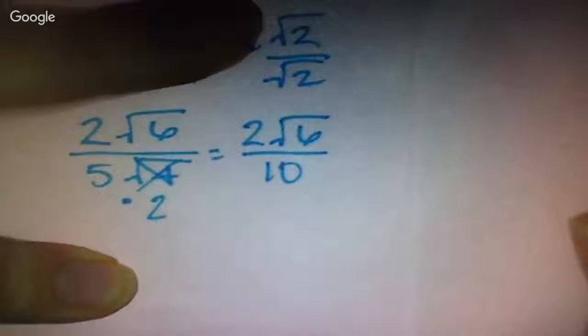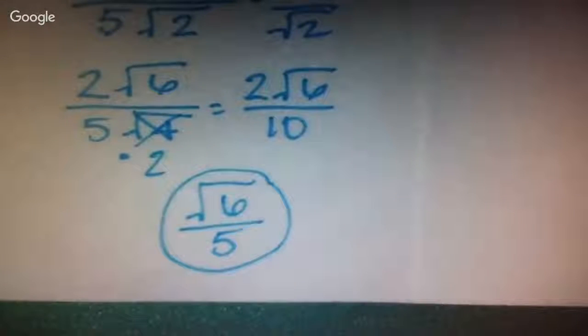Okay, well, the square root of 4 becomes 2. So this is 2 square roots of 6 over 10. Oh, wait, 2 over 10 reduces down to 1 over 5. So your final answer then is the square root of 6 over 5. Only one more to go.